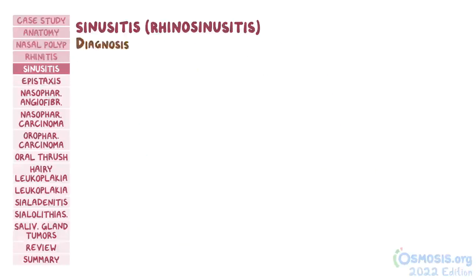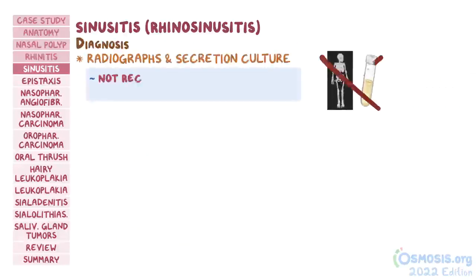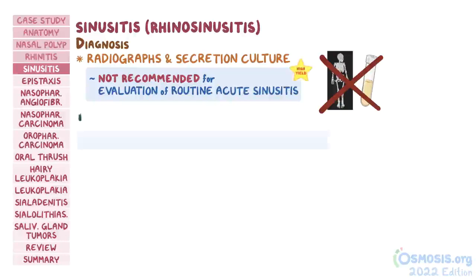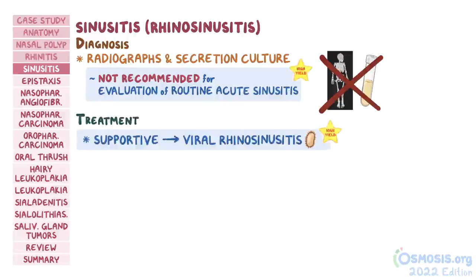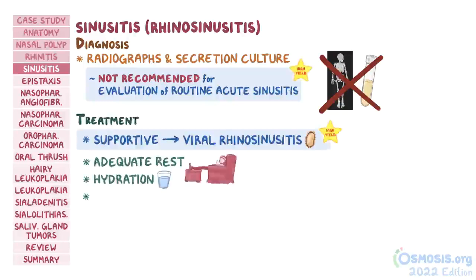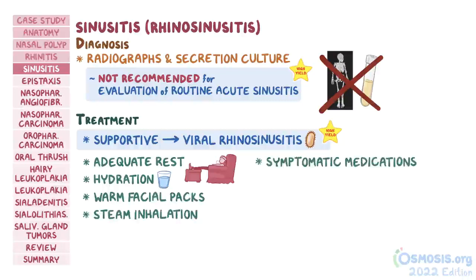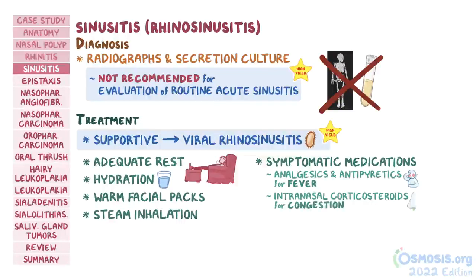Diagnosis is clinical based on the presenting symptoms. Radiographs and secretion culture are not recommended for evaluation of routine acute sinusitis. Treatment is supportive in case of viral rhinosinusitis. It can encompass adequate rest and hydration, warm facial packs, and steam inhalation. Symptomatic medication might be needed as well, like analgesics and antipyretics for fever or intranasal corticosteroids for congestion. In case of bacterial sinusitis, antibiotics like amoxicillin are added to therapy.